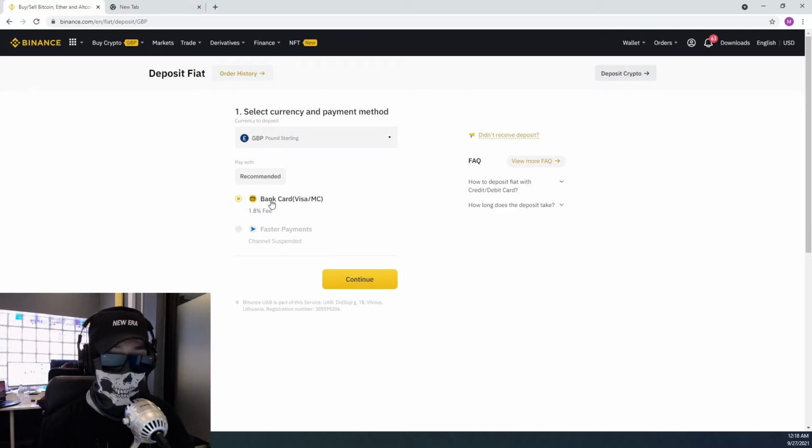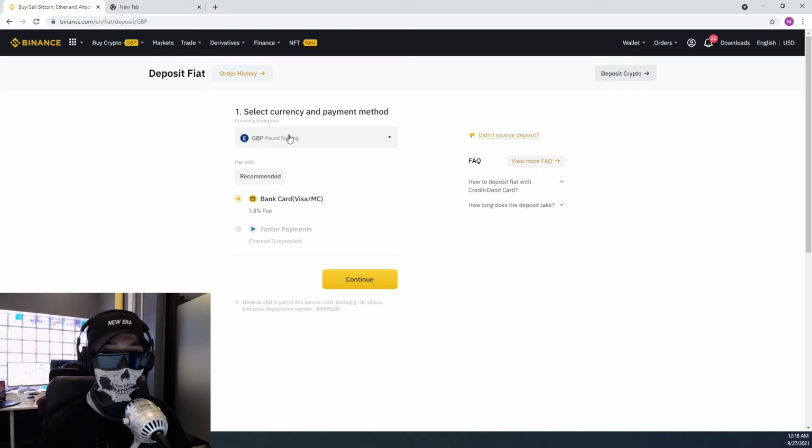And then what I would recommend is depositing via, so I guess at the moment you have to deposit using Visa or MasterCard, but before you used to be able to deposit with your bank. And the bad thing about this is you will have to pay a 1.8% fee, which isn't the best.